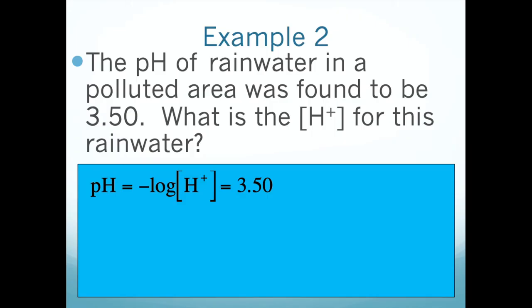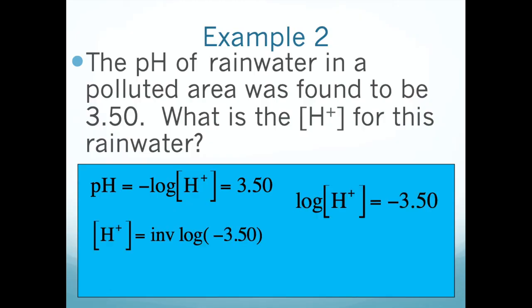Basically, to do this backwards, your H plus concentration is 10 to the power of negative pH. In this case, since your pH is 3.5, it's 10 to the power of negative 3.5. Now, you can't leave your answer like this. This is not an answer because your exponent is a decimal. It's not a whole number. That's not how scientific notation works, right? Scientific notation always has a whole number exponent. So you actually have to plug this into your calculator.